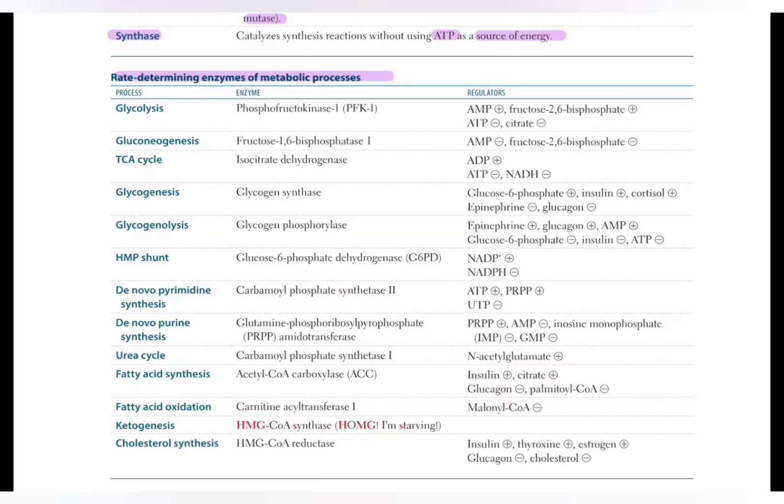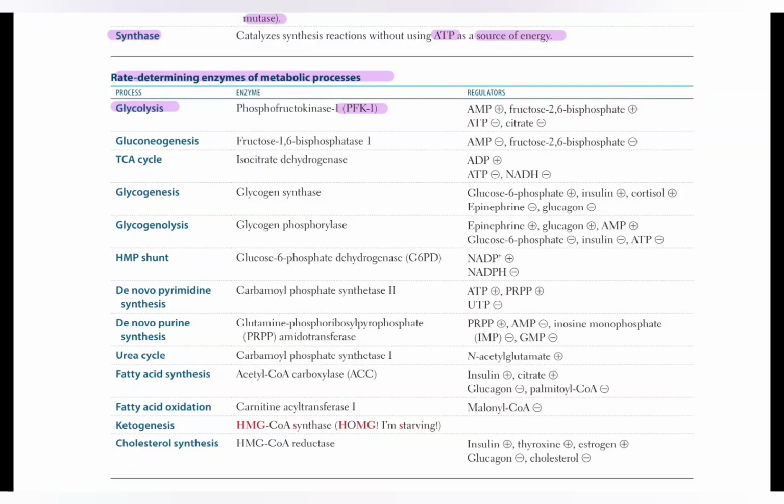First we will discuss glycolysis. Glycolysis is formation of energy from glucose. So the main enzyme here is phosphofructokinase 1 or PFK1. It is the main enzyme in the glycolysis pathway.